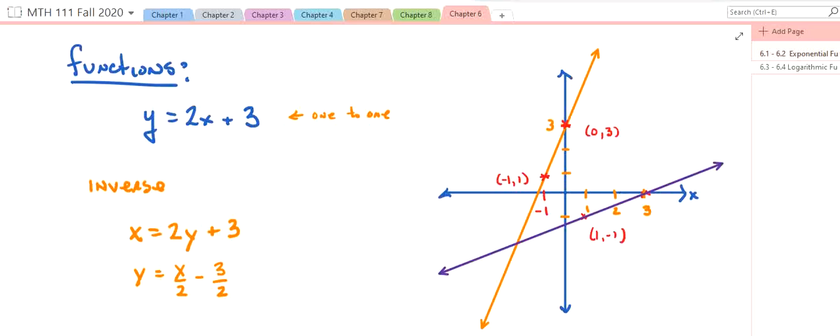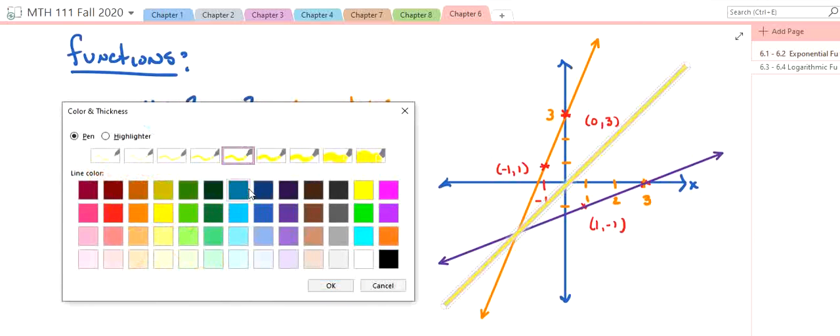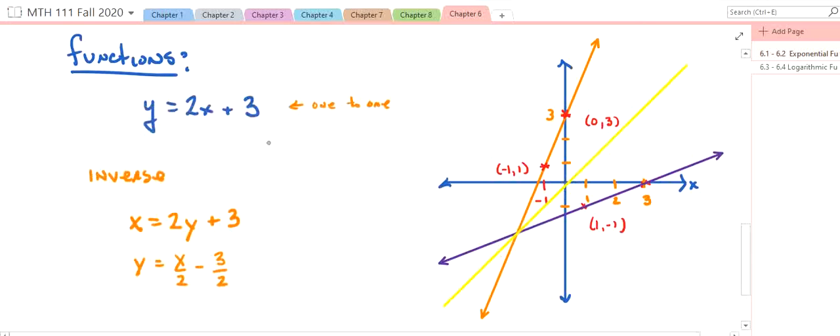Now one thing that's really interesting is this. This yellow line that I put in here represents another line. It represents the equation y equals x. Anytime you have an inverse, this line here is like a mirror surface. So the orange line, if you reflect it across this line, it is the exact reflection. The inverse is the reflection across the y equals x line, in other words.